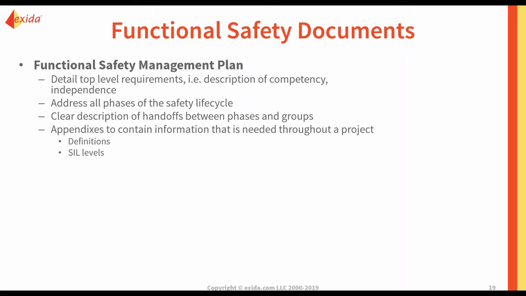When we break down how this is achieved, we want to look at the key functional safety documents and how they work together to achieve our overall functional safety management objectives. The first one is the functional safety management plan, and that is our top level requirements. An example of top level requirements would be a description of what competency means, whether you're looking at 3 different layers of basic, practitioner, and expert. So having those formal requirements of what it takes to meet each of those levels.